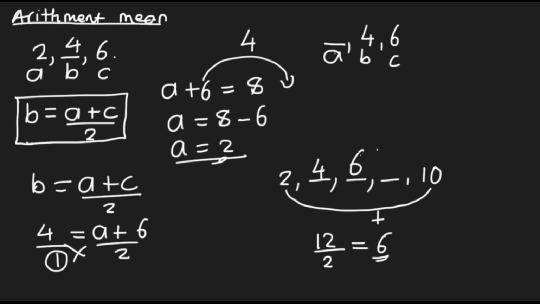I can use the same concept to find the middle term between 6 and 10. So 6 plus 10 is 16. 16 divided by 2, we still get 8. So you can solve it in such a way, you can still get the answer.